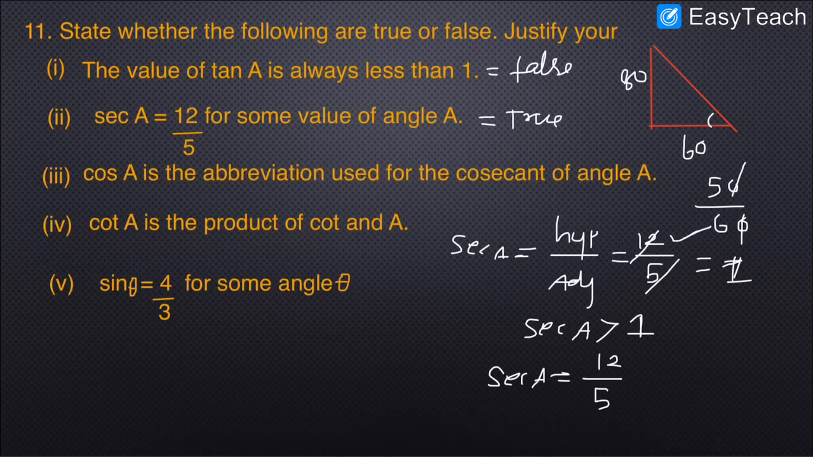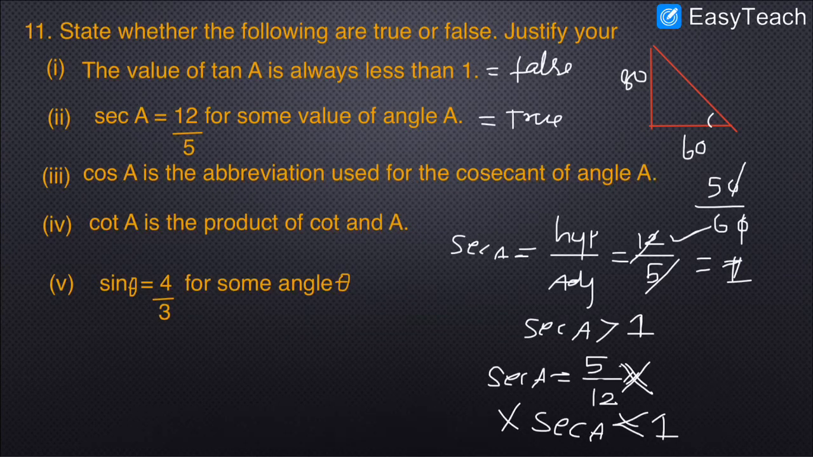So what will happen if secant A equals 5 by 12? Is this true for some angle? No, this is false, because secant A can never be less than 1. So from the table, right?